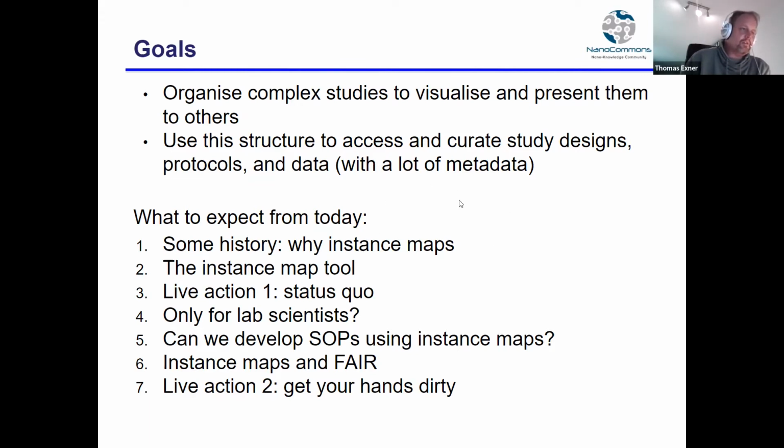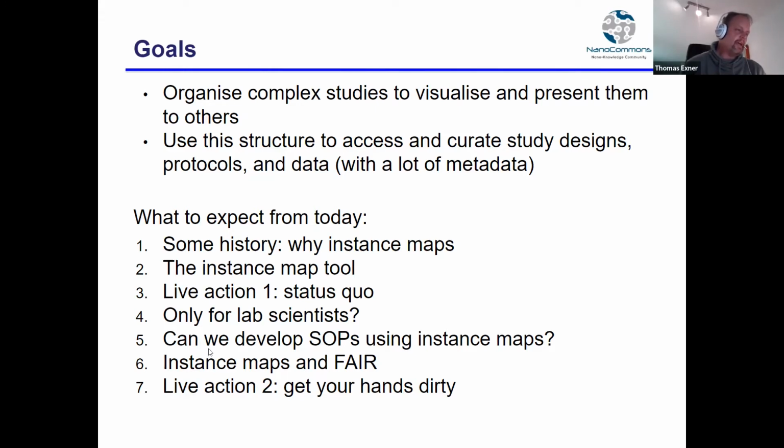But I will start with a little bit of history. What are instance maps? Because I actually have to admit that this was not my idea, even if I really think it's a great one. Then we will look at this tool, which we created based on that. And then also in a live session, we will look at: is that only something for a lab scientist? Can we do more with it? Can we even use it for creating SOPs? And then I will hand over to Martin, who is the expert there.